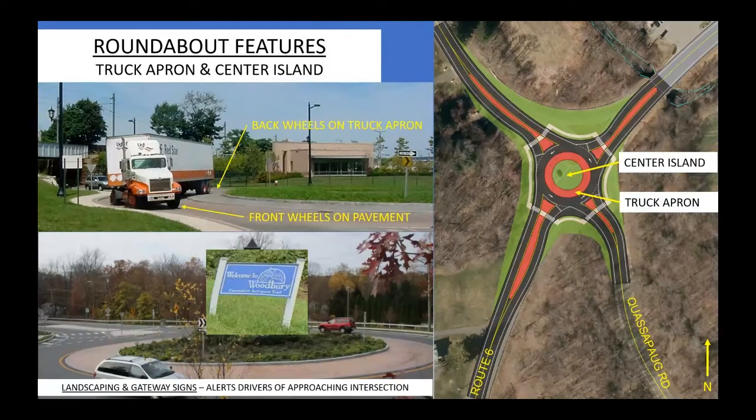The next important roundabout feature is the truck apron. The truck apron is a slightly raised concrete ring on the interior of the roundabout that is utilized by large tractor trailers. These large vehicles require extra area for the trailer to track across that regular passenger cars do not require. The front wheels of the truck cab remain on the pavement, while the back wheels use the truck apron. This can be demonstrated in the picture in the upper left-hand corner.